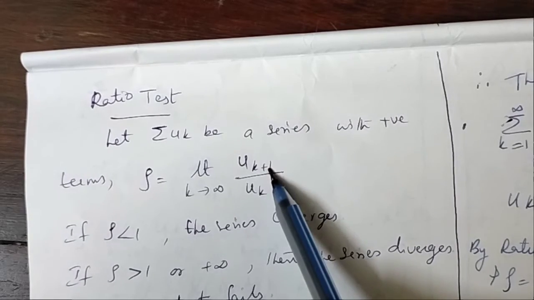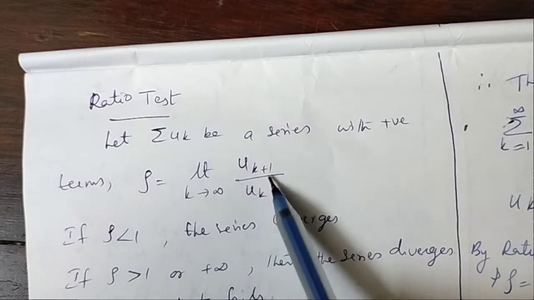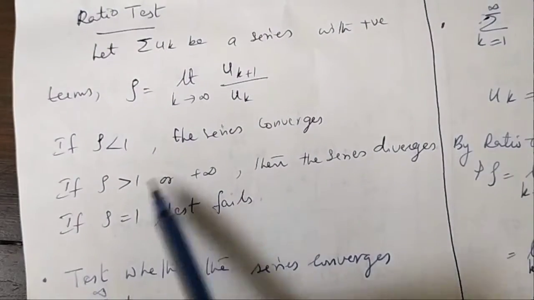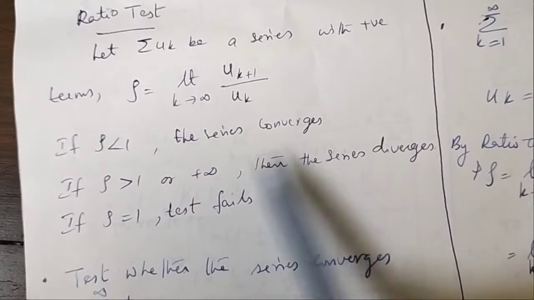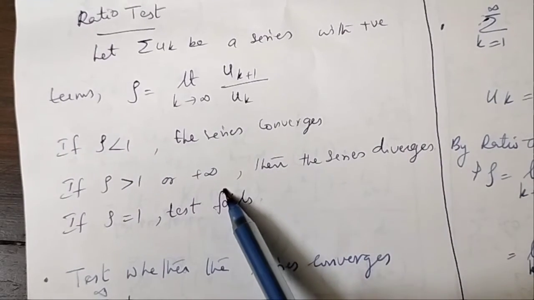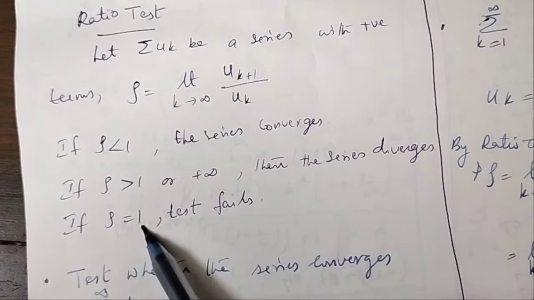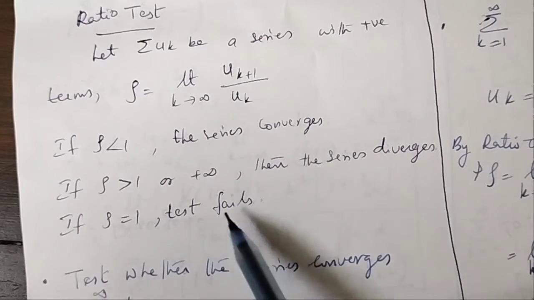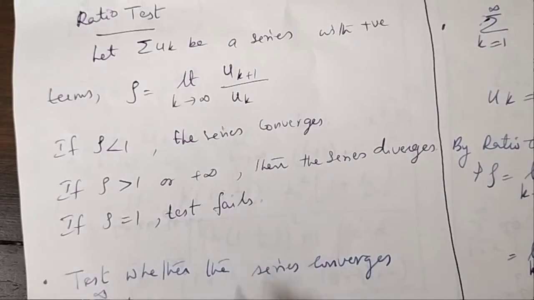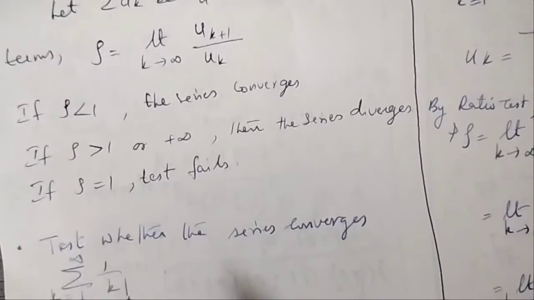k ന് പകരം k plus 1 കൊടുത്താൽ we get uk plus 1. And if rho is less than 1, the series converges. If rho is greater than 1 or plus infinity, then the series diverges. If rho is equal to 1, then we can't apply this ratio test. Ratio test fails. Okay, so we need any other test to check the convergence.